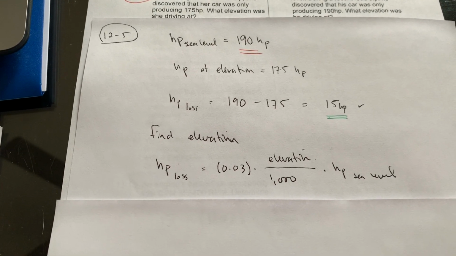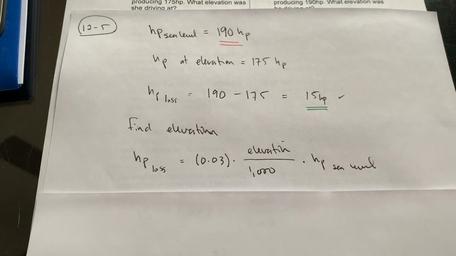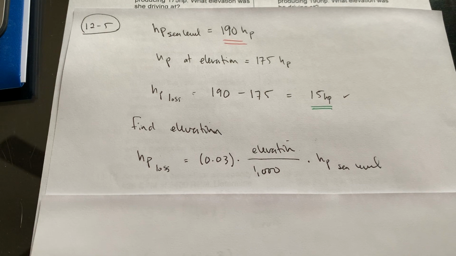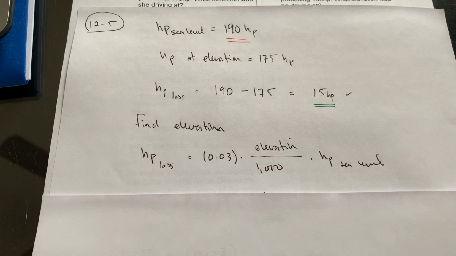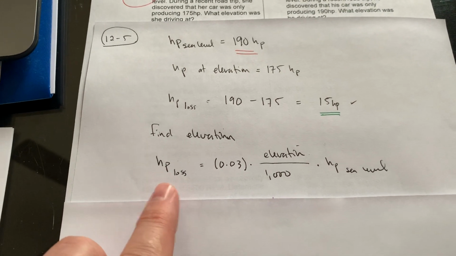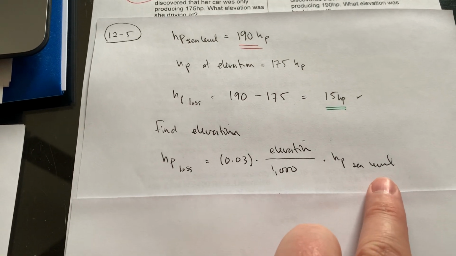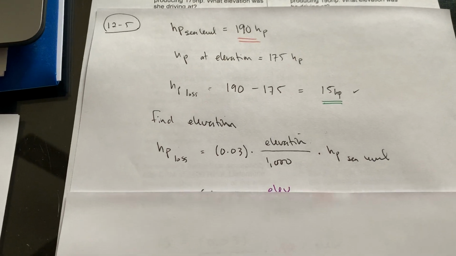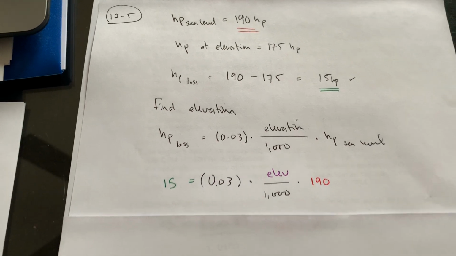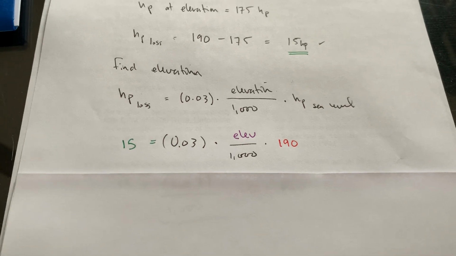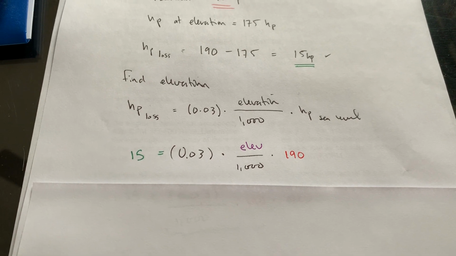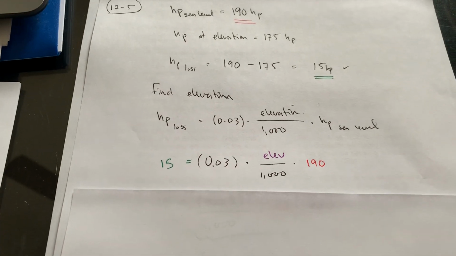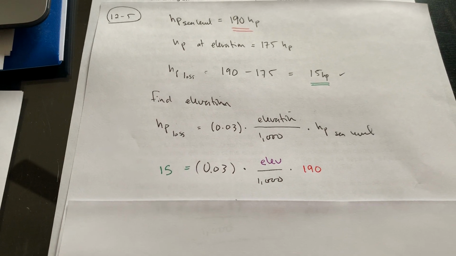So if we're trying to find the elevation, what we're going to do is set up our normal formula, right? So the horsepower loss should be 0.03 times the elevation over 1,000 times the horsepower at sea level. So we know, in this case, the loss, and we know the horsepower at sea level, right? And we're going to try to solve for the elevation. So we're having to redo this formula just a little bit. If we plug in what we know, so the loss is 15, the horsepower at sea level is 190, and then the elevation in purple is what we're trying to solve for. I'm trying to figure out how many feet of elevation we're at.